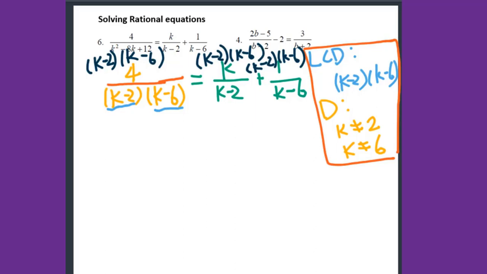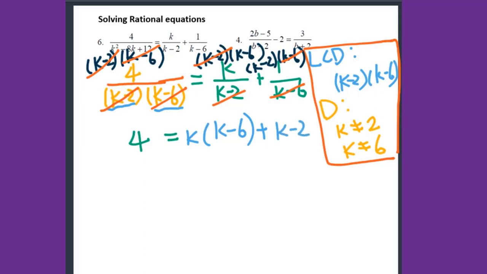Then reduce. Only 4 is left on the left side. k minus 2 with k minus 2, k minus 6 with k minus 6. Therefore, you will get k times k minus 6 plus 1 times k minus 2. So you will get 4 equals, with the distributive property, k squared minus 6k plus k minus 2.